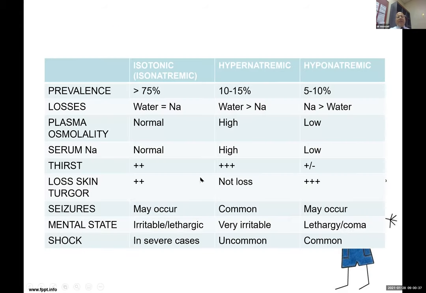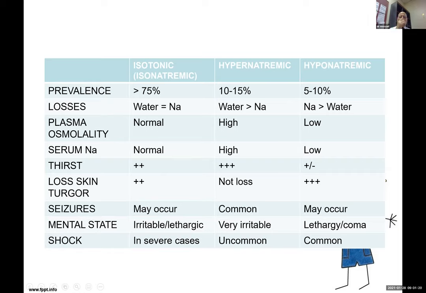Okay? Here is the most important, the difference between the three types of dehydration. Is it isotonic, hypertonic, or hypotonic? The most common one is the isotonic, but don't forget that you can see the others in about 30% of the cases. Here is the relation with the sodium. The plasma osmolarity will be increased in hypertonic. Serum sodium, of course, depends on it. So you will find in the isotonic it is normal and here it is high. Thirst is present more in the hypertonic, okay?